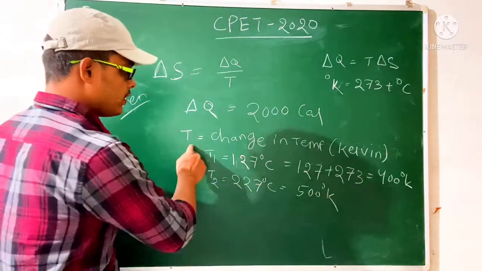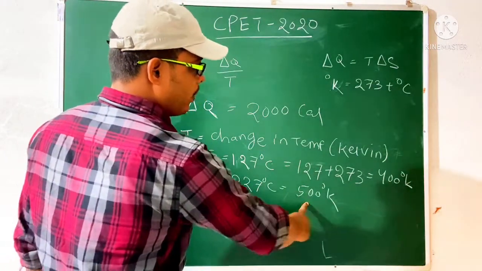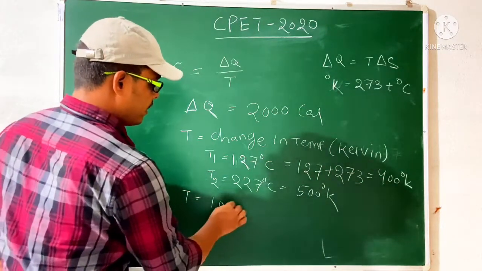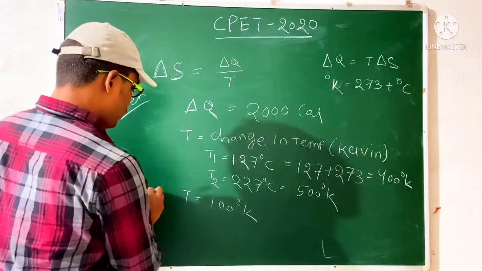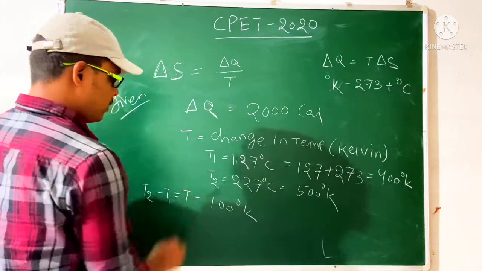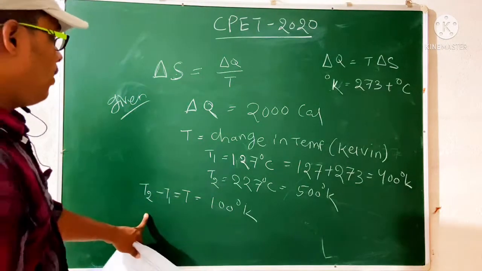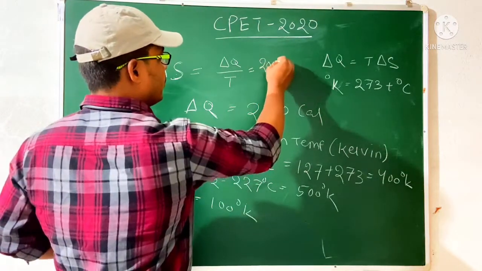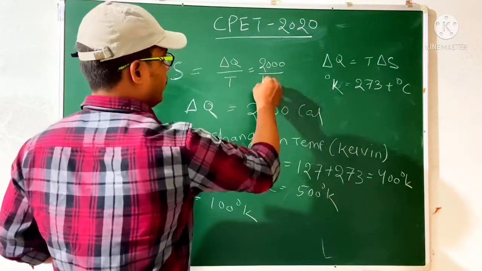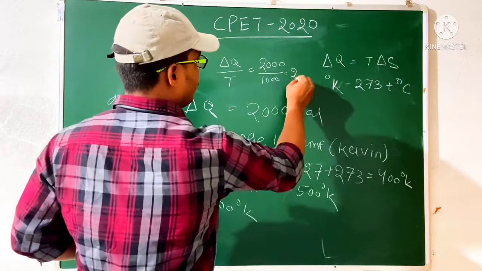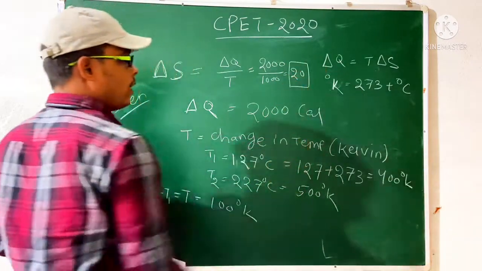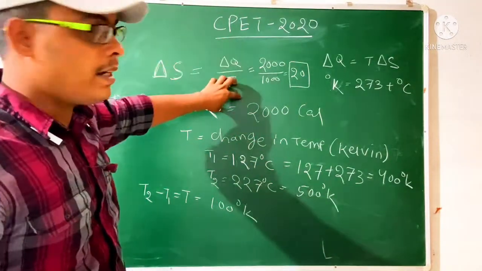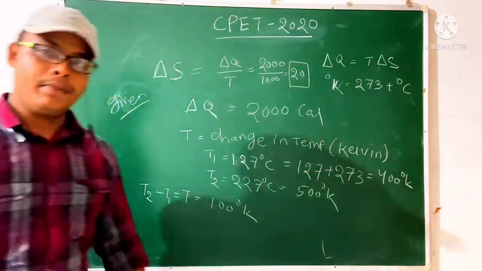Now, what is the change in temperature? That is 500 minus 400, so your T is 100 Kelvin. This is T2 minus T1, the change in temperature. Now, what will be the entropy? Your delta Q is 2000, and here we obtain 100. So this is nothing but 20. So your answer is 20 calorie per Kelvin, because we divided calorie by Kelvin.